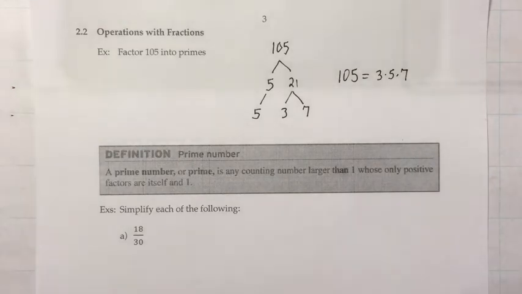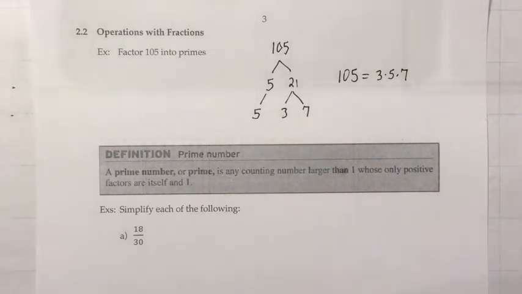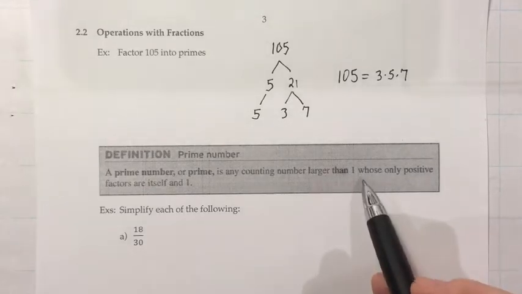I'm not going to do a ton of factoring into primes, so I didn't do a really big number here, but it can be useful sometimes when we're trying to reduce fractions, which we'll see soon. So a prime number, which is what they're asking about here, or a prime, is any counting number larger than 1 whose only positive factors are 1 and itself. So it is important to notice that 1 is not a prime by definition.